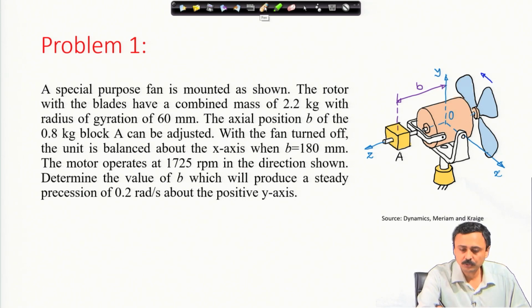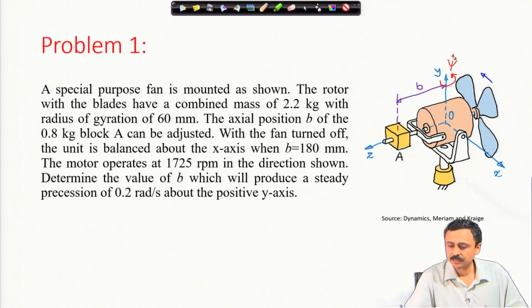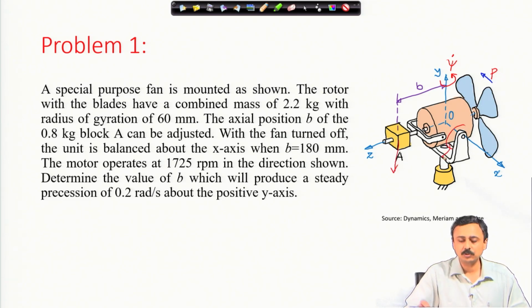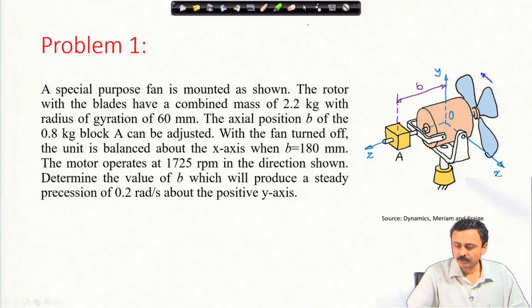In other words, we want to have a precession like this. This is the spin of the fan, and because of the weight of this block, we will have a moment about the x axis, which is going to lead to precession. When B is 180 millimeter, the unit is balanced, meaning the center of mass is at O, then it will be balanced.